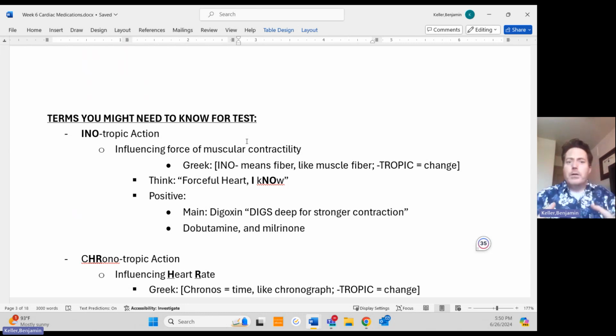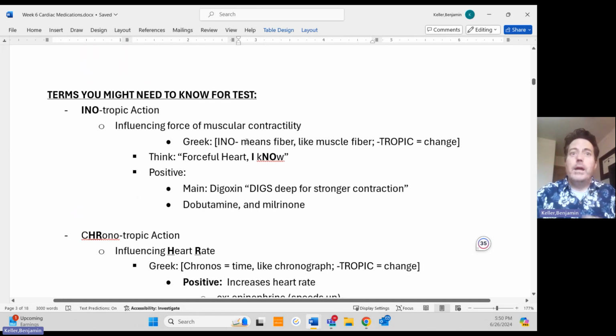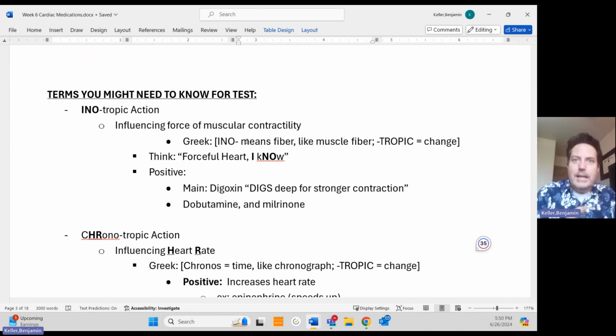And so the bigger the inotropic effect of a medication that we might give, the stronger that pump squeezes, and that means the more pressure it has. You'll see positive and you'll see negative in these types of terms. Positive increases the effect, negative decreases it. So the main positive inotropic medication is digoxin, and digoxin increases the amount of pressure that the heart is able to do, the amount of squeeze.